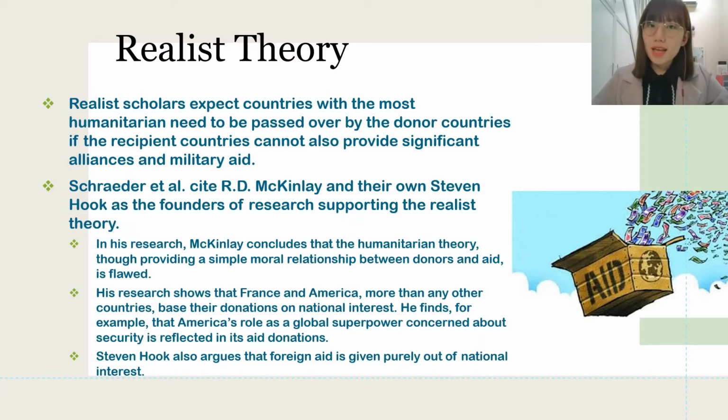Scarred et al. cite R.D. McKinley and Steve Hook as the founders of research supporting the realist theory. In his research, McKinley concluded that the humanitarian theory, through providing a simple moral relationship between donors and aid, is flawed. His research showed that France and America, more than any other countries, base their donations on national interests. He finds, for example, that America's role as a global superpower concerned about security is reflected in its aid donation. Steve Hook also argued that foreign aid is given purely out of national interest.